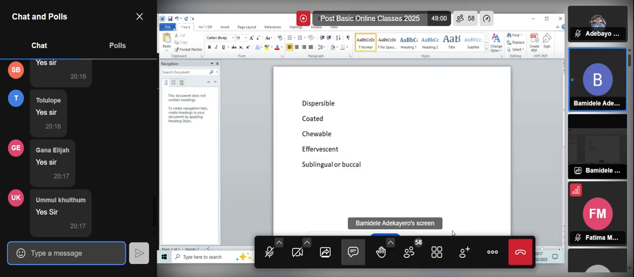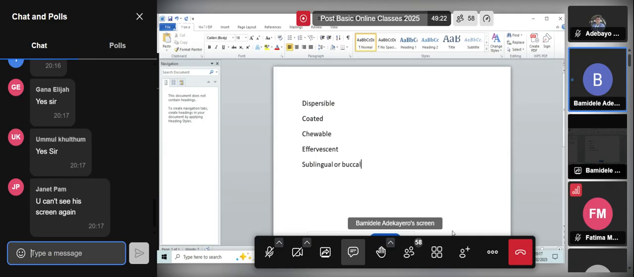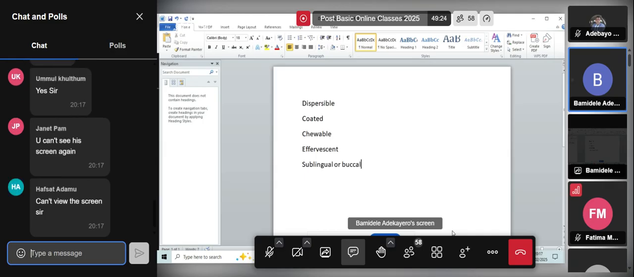Or for instance, some spray. If a patient has angina, we all know as nurses, one of the first medications that you give for patients with angina is the GTN spray. GTN spray is best applied under the tongue because it enhances fast absorption. You want the medication to start working as soon as possible. So those ones are applied under the tongue.